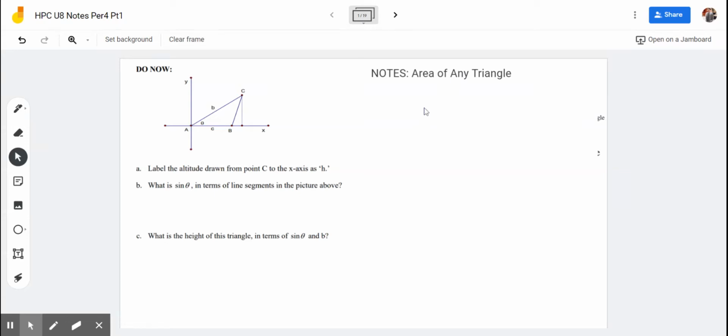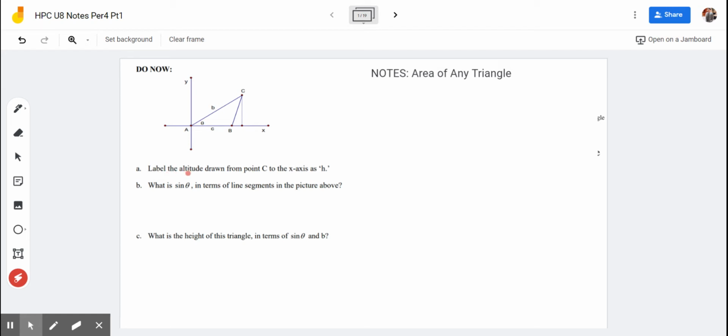Guys, in this video, we're going to go over the general formula for the area of any triangle. Okay, so in the do now here, we have a diagram of a triangle that's not a right triangle, because the height is not vertical, as in triangle ACB. We don't have a vertical height, but we're going to see how we can get the formula for the triangle.